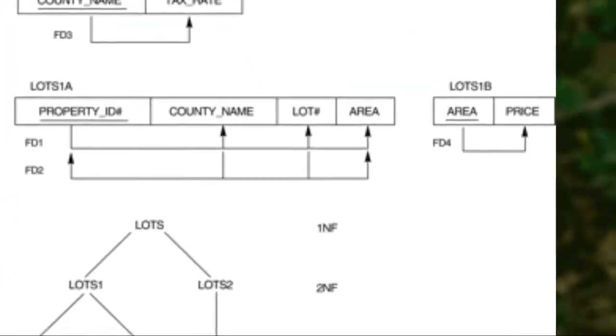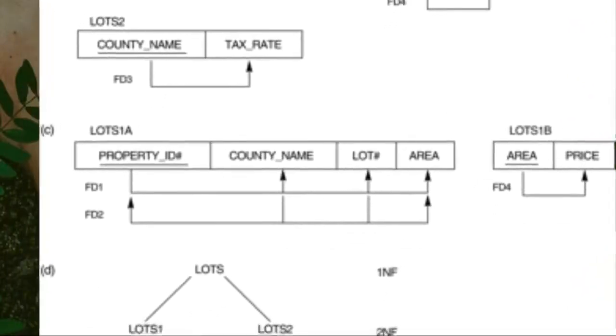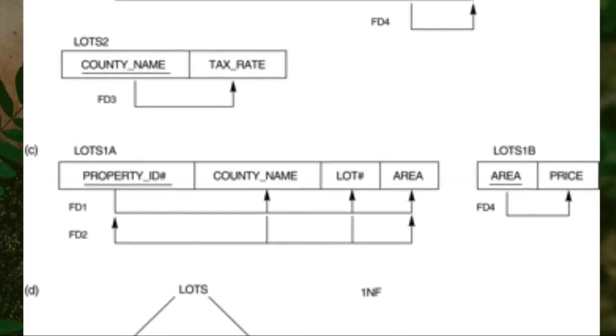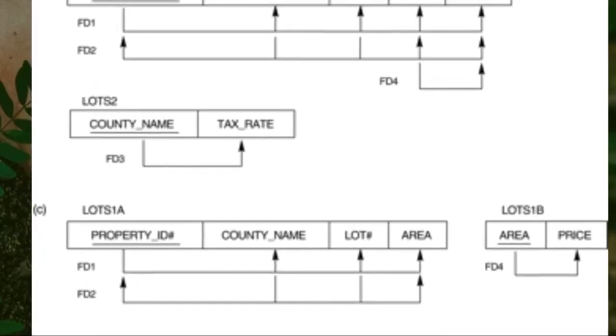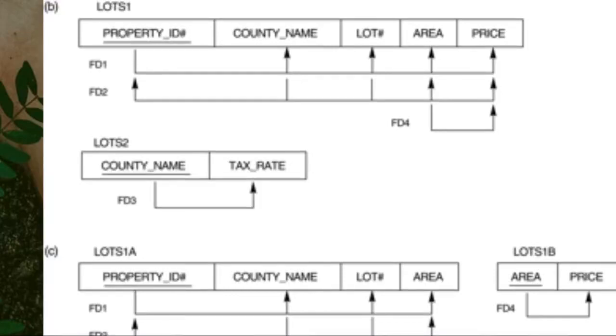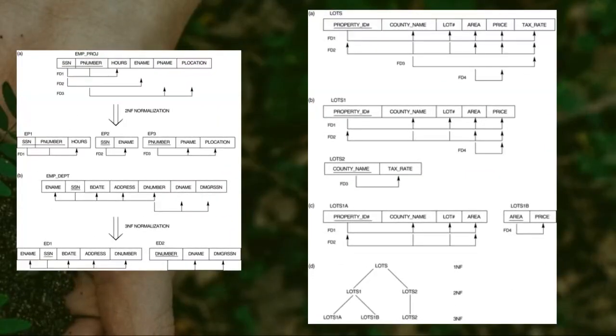So we are going to decompose that, so that we have a new relation with area determines price. We remove the price attribute from the first relation and create a new relation. Now altogether we have three relations once we decompose it up to 3NF. The first one has property ID, country name, lot number, and area. The second one has country name and the tax rate, and the third one has area and the price. That is how you decompose a given relation up to 3NF.